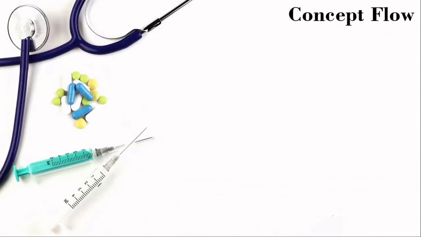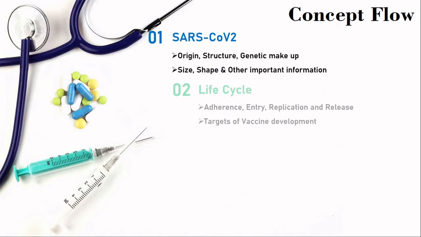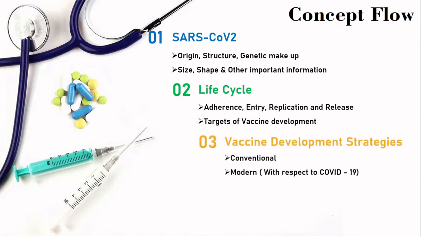I'm going to elaborately talk about this concept in 4 points. First, we will briefly brush up on the basics of what this virus is all about, what its origin is, how it looks, what its structure, genetic makeup, size, shape, and all other important information. In the second part, I'm going to talk about the life cycle of the virus. Both these points are going to be really very quick and we are not going to go into deep aspects of it because the main point comes now in the third part, which is the vaccine development strategies.